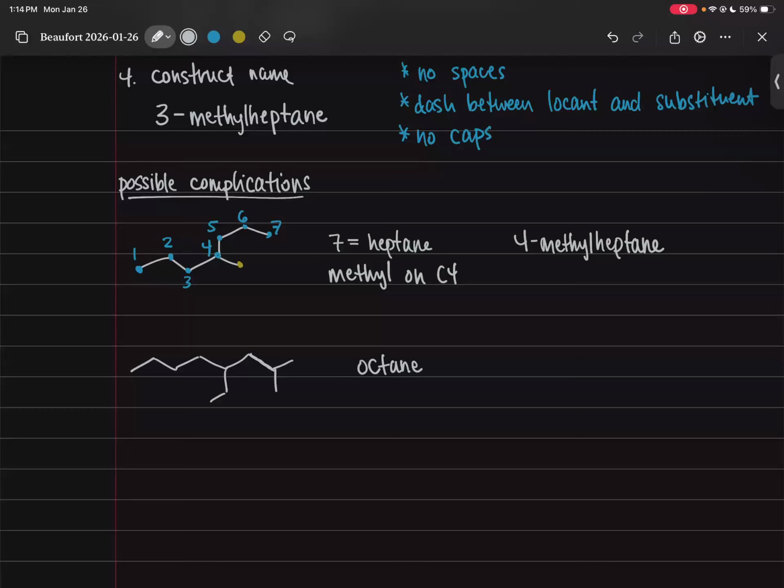We have 2 different kinds of substituents. One of them is a methyl group. What's the other one? Yep, ethyl.